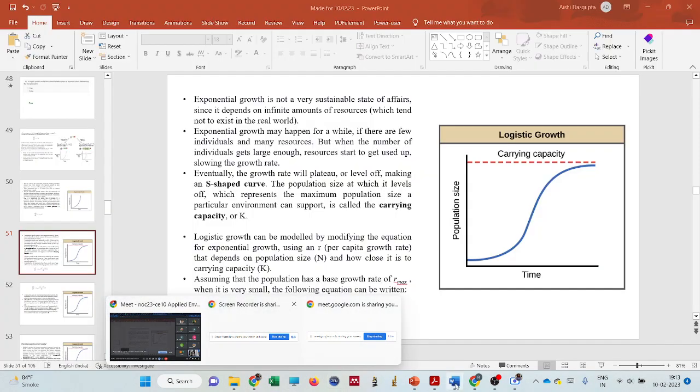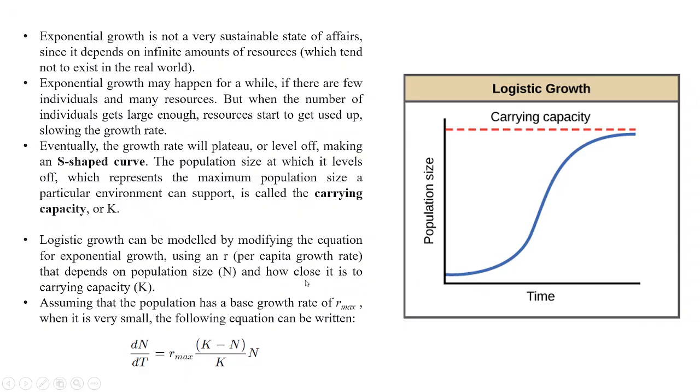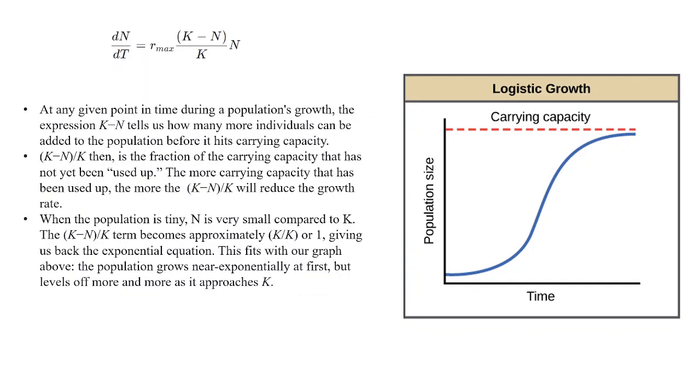Okay. So R max, this is the logistic growth model equation. So it's a little different from the earlier one, there's a new term, K minus N by K, because now the carrying capacity is also taken into account. So this is the logistic model. So at any given point in time during a population's growth, this expression K minus N will tell us how many more individuals can be added to the population before it hits this carrying capacity. This is the carrying capacity.